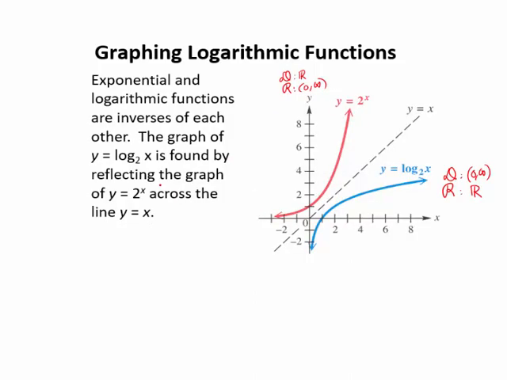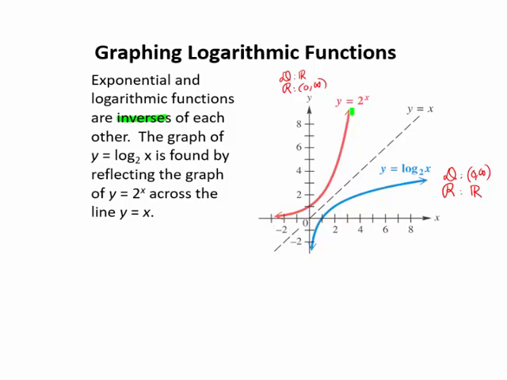All right, how do we graph logarithmic functions? Now remember, the logarithmic and exponential functions are inverses of each other. So if I take the graph of y equals 2 to the x, remember it's this curve right here, and reflect it about the diagonal, what do I get? I get the logarithmic function. So they are inverses of each other.